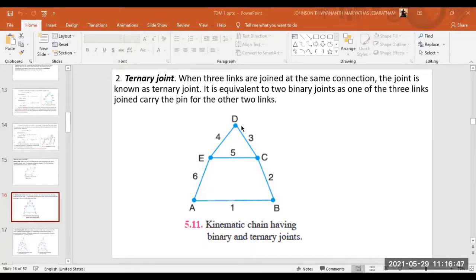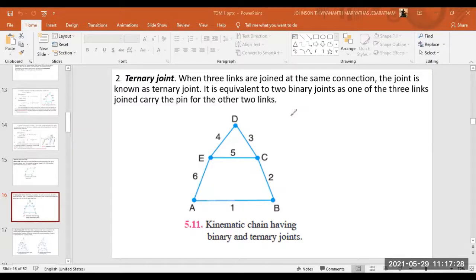Similarly, DC is connected, CE is connected, and CB is connected. So three members are connected at a joint. So this is a ternary joint. But A, B, and D are binary joints. Why? Only two members are connected. In D, DC and DE are connected. Similarly, at A, AE and AB are connected. And at B, BC and BA are connected. So these joints B, A, and D are binary joints, while E and C are ternary joints.